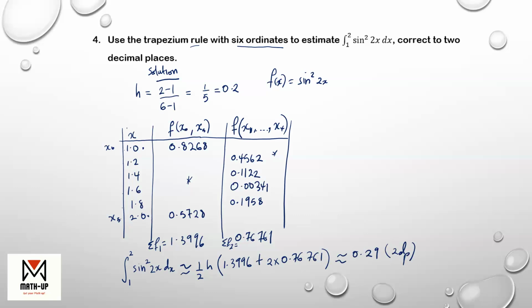But these values always carry errors, and do not be surprised if in a question you're asked to find the error made in using the trapezium rule. So that is it for number 4.